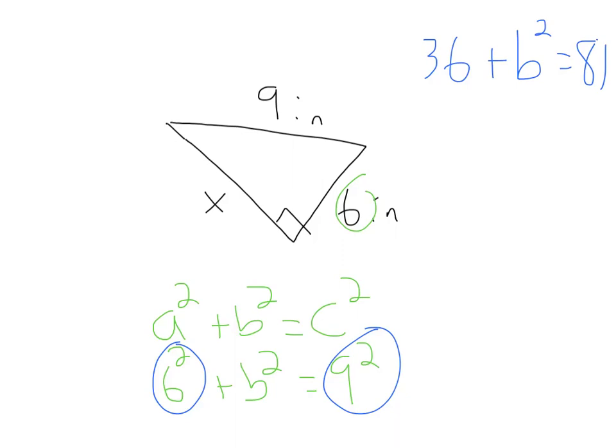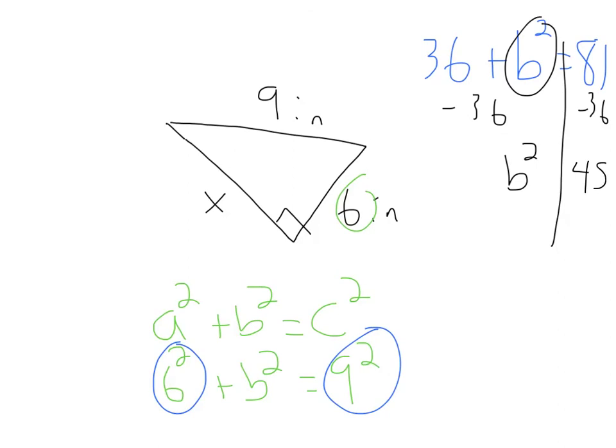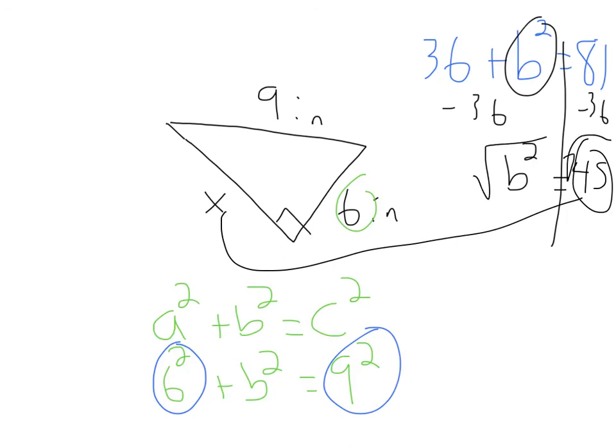Okay, now solving equations. So I'm going to subtract 36 from both sides. That leaves me with just on the left b squared. 81 minus 36. Okay, now I've got this. B squared is 45. So don't tell me that this is my side length. It's not. Remember, I need to find the square root of that.